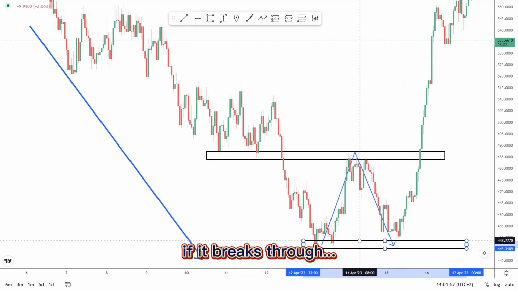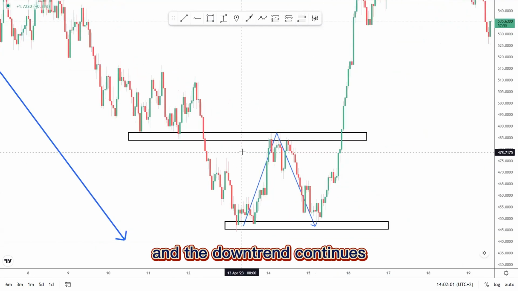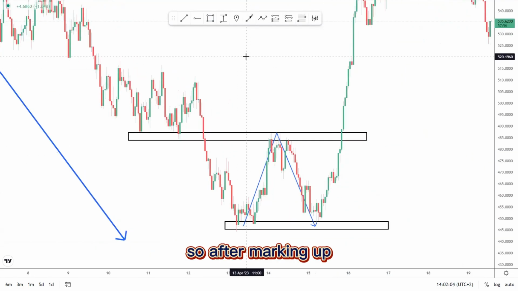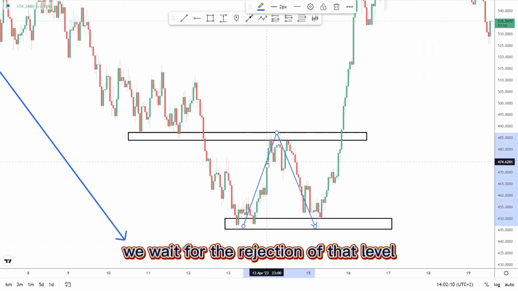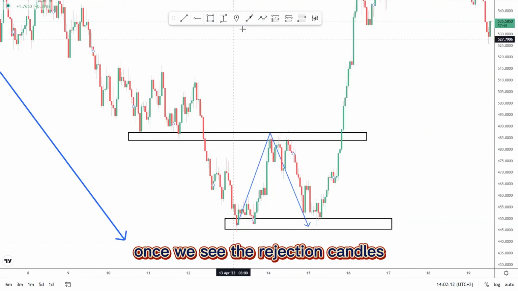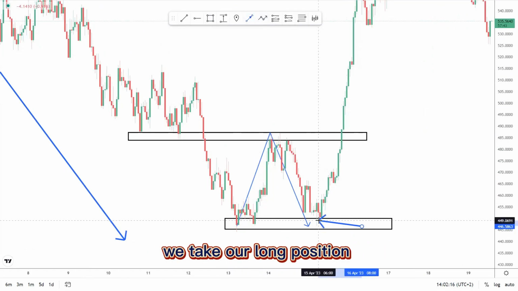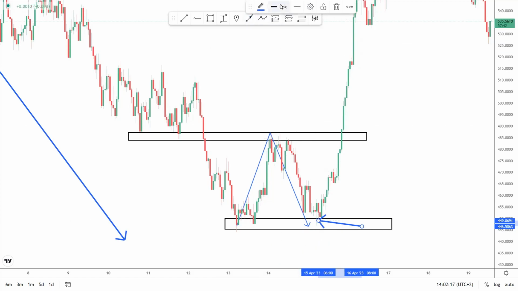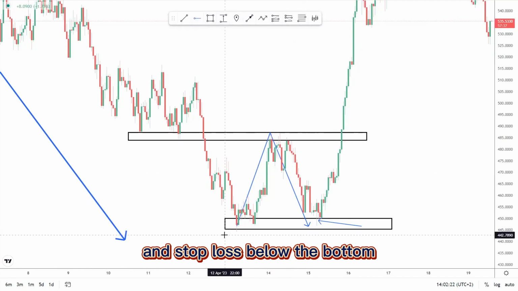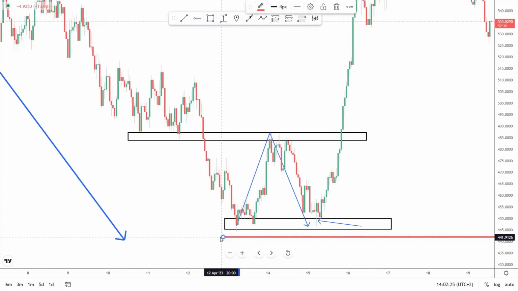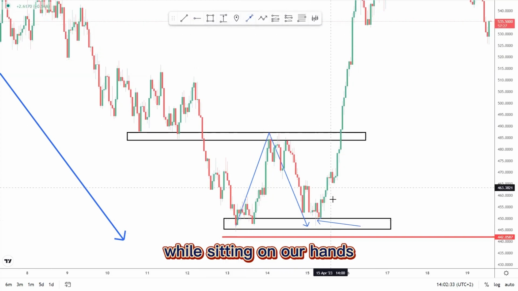If it breaks through, then no hard feelings, as it just means that this pattern has failed and the downtrend continues. So after marking up this level, what follows? We wait for the rejection of that level. Once we see rejection candles such as this, we take a long position immediately. So what I did for this case is I set my entry price and stop loss below the bottom of the candle rejection, and we wait for the price to move out while sitting on our hands.